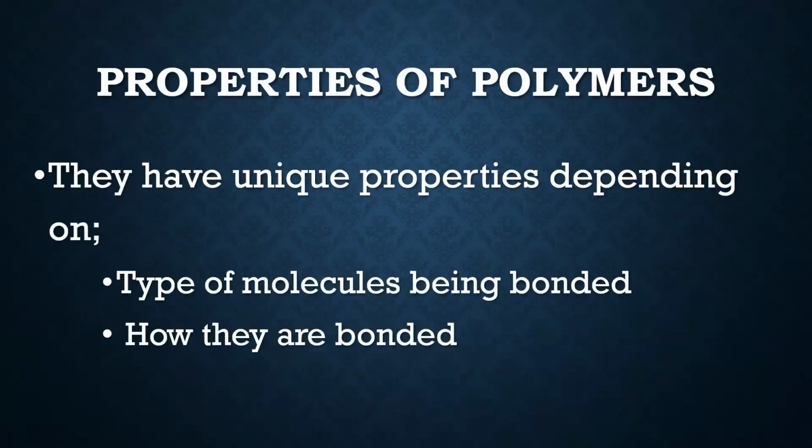What are the properties of polymers? Polymers have unique properties, and these properties depend on the types of molecules being bonded together and how they are bonded together. So these two things determine the properties of that polymer: what molecules build the polymer and how they are bound together.